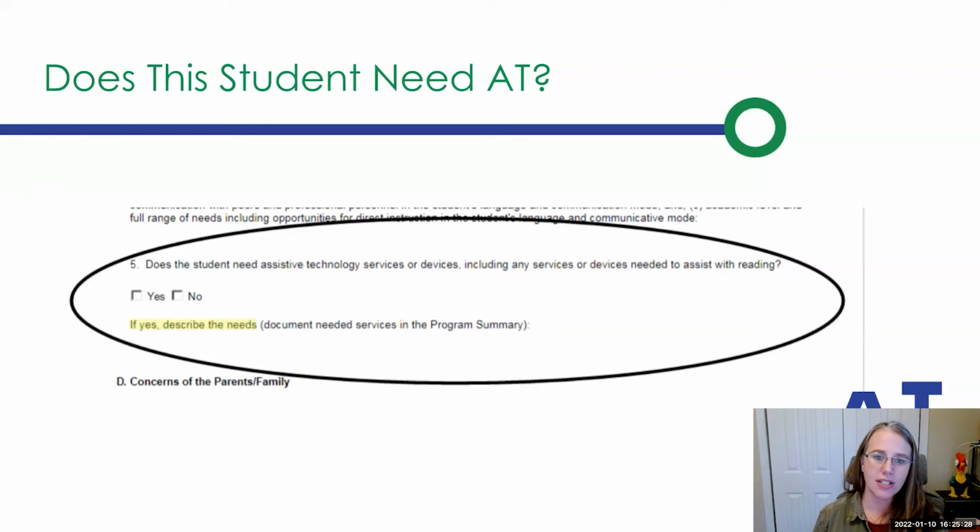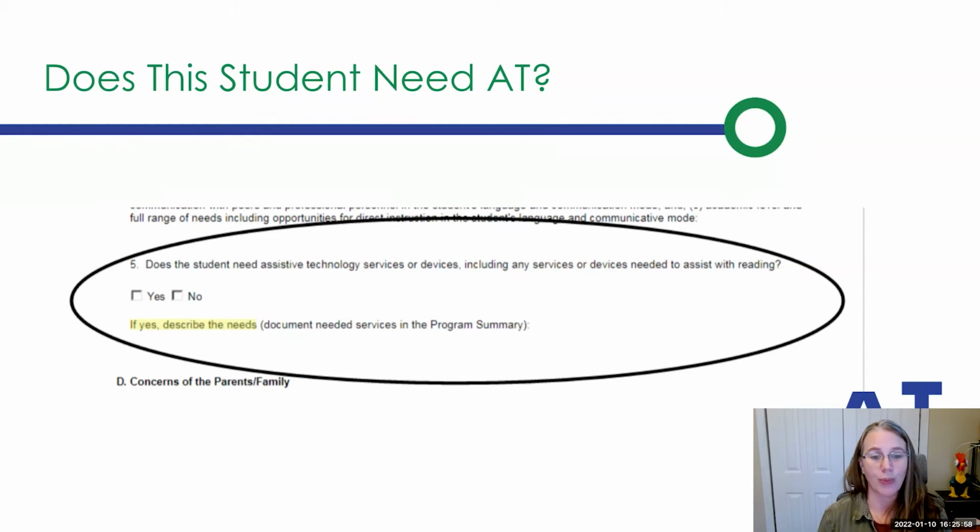If yes, there's this next part of this question. If yes, describe the needs. Now, this is a part of the IEP that's specific to describing what does the student need. Now, oftentimes, some teams may end up writing in here speech to text, text to speech, but this question is really asking, what are the students' needs? They're not really asking here what the AT is. That's going to come up later. But here they want to know, what are the students' needs?